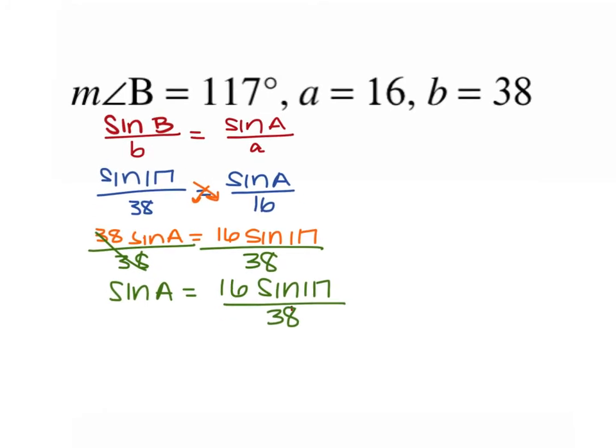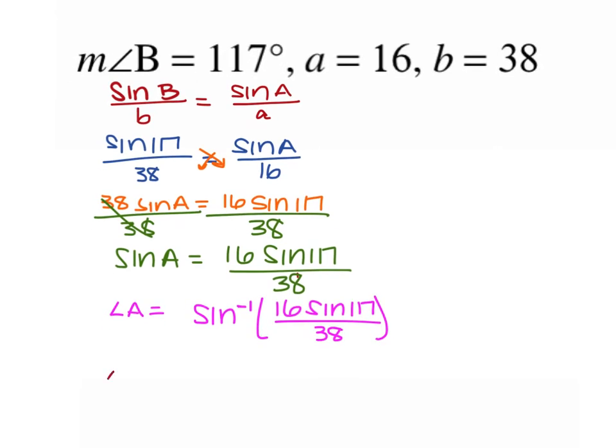So from here, in order to get angle A, because sine A is not angle A, we are going to do the inverse of sine, which is sine to the power of -1 on your calculator, times 16 sine 117 over 38. So using your calculator, you want to hit that second button, then that sine button, 16, your regular sine button, 117, close the parentheses, then divide by 38, close that whole parentheses, and we get that angle A is 22 degrees. And we're going to be giving these as whole numbers. So we're going to round to the nearest whole number.